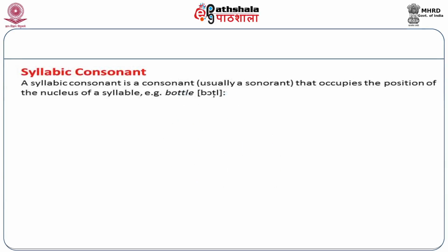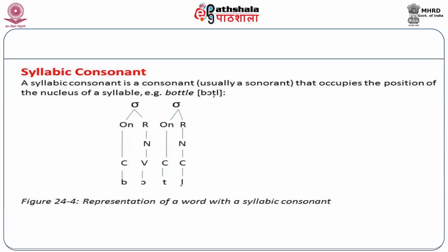First of all, we take a look now at the notion of syllabic consonants. What is a syllabic consonant? A syllabic consonant is a consonant that occupies the position of the nucleus of a syllable, as you see in the representation of the word bottle in English. Notice that in the representation of the word bottle, we have identical syllable structure: onset, rhyme, onset, rhyme. The rhyme consists of nuclei.